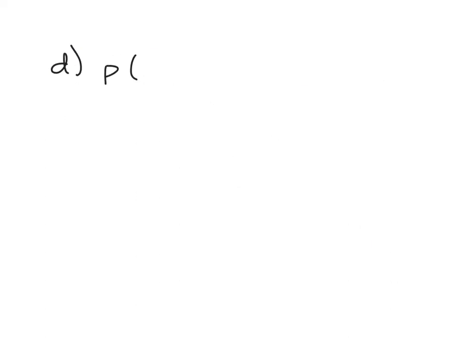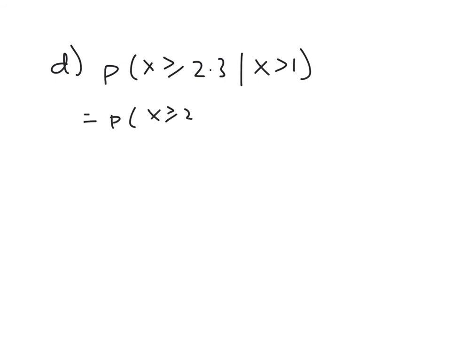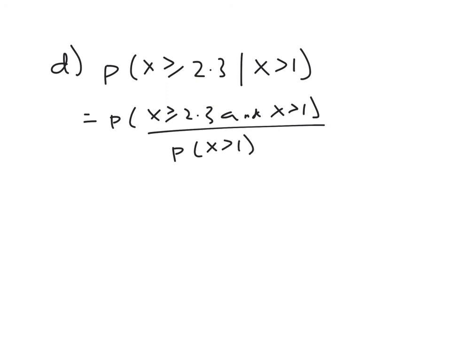Similar thing in part D. The probability that x is greater than or equal to 2.3, given that it's greater than 1, that's the probability that x is greater than or equal to 2.3 and it's greater than 1, over the probability that it's greater than 1. Well, greater than or equal to 2.3 and greater than 1, that's just greater than or equal to 2.3.